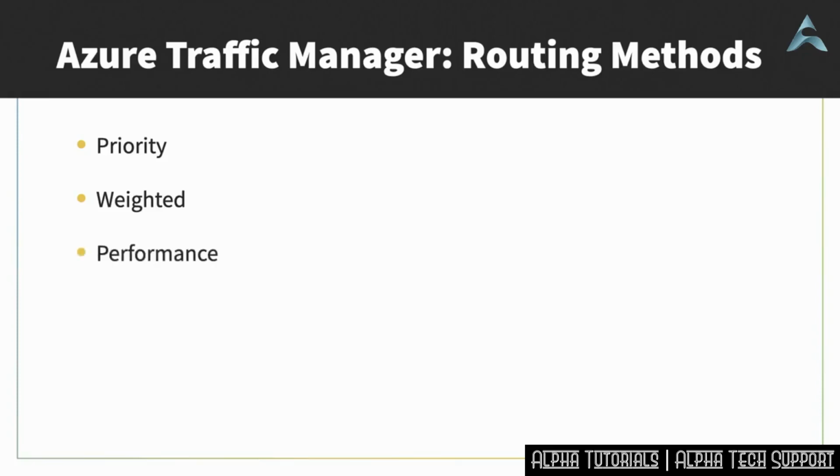Performance, one of my favorites. So we select it when we have endpoints in different geographical locations and we want end users to use the closest endpoint in terms of lowest network latency. We also have geography. We usually use this so that users are directed to specific endpoints based on which geographic location their DNS query originates from.